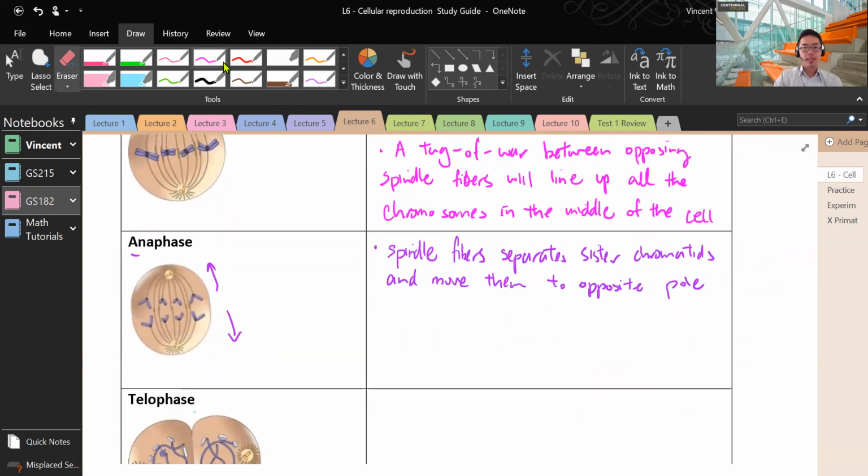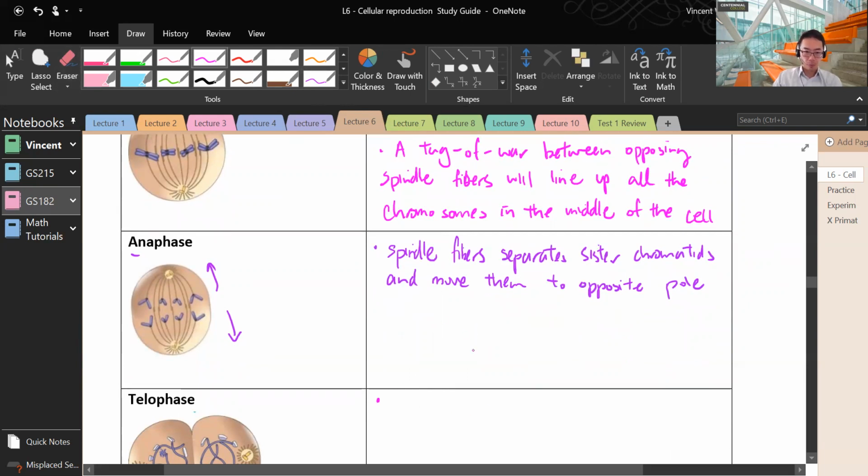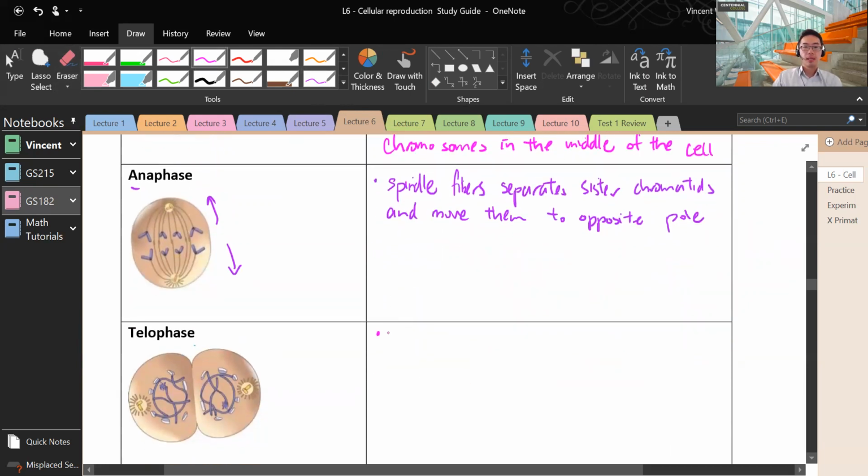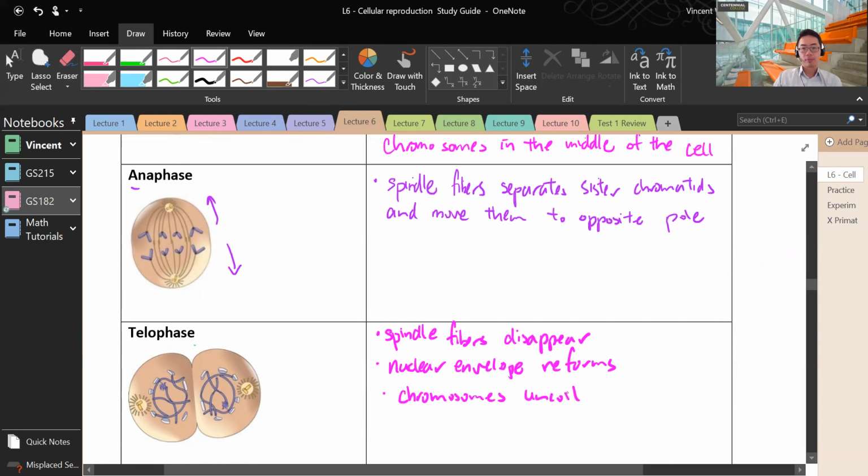And then telophase is basically the reverse of what happened at the beginning. Spindle fibers disappear. Nuclear envelope reforms. And then chromosomes uncoil, right? Back into the chromatin.